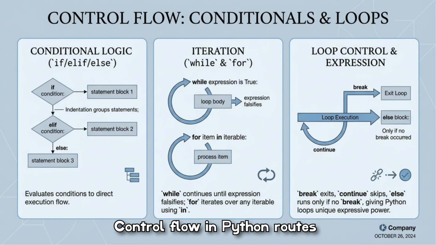Control flow in Python routes program logic using conditionals and loops. Use if, elif, and else with indentation to direct execution, while for repeated checks until a condition fails, and for to iterate over iterables. Loop controls like break, continue, and the loop-specific else give concise, expressive ways to manage flow and handle edge cases cleanly.